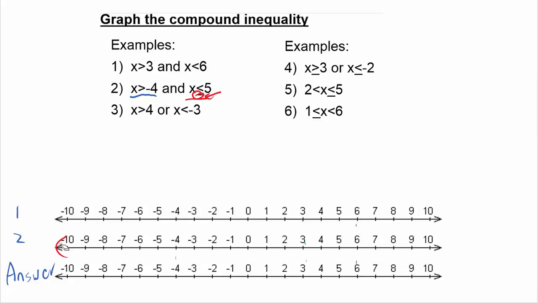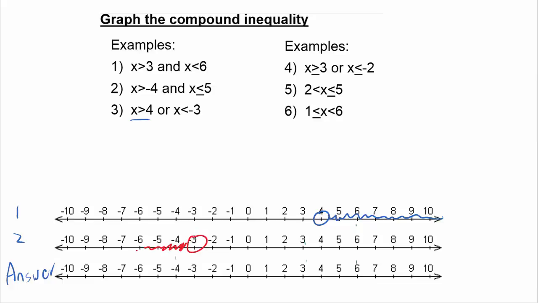We'll go ahead and try a third problem. Feel free if you want to pause the video and you can see if you could try this one on your own here. Okay, so for number 3, we've got x is greater than 4. Again, this will be an open circle, shading to the right. And we've got x is less than -3. And now this is an OR problem.